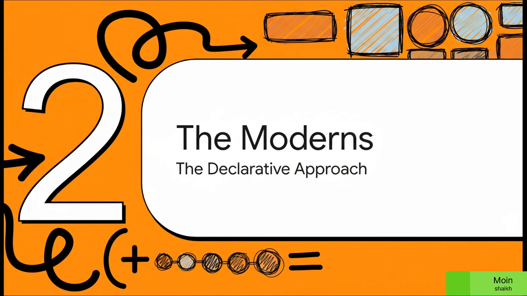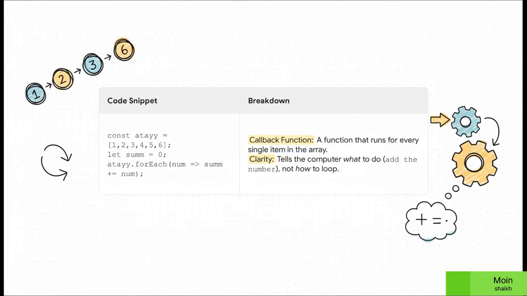All right, so we've seen the manual, imperative ways. Now let's shift gears and look at the more modern, declarative methods. These are usually way more expressive, easier to read, and let us do the same job with a lot less code. Meet forEach. I mean, isn't this just beautiful? You just tell the array, hey, for each item you have, just run this little function. Look at that code. There's no i, no condition to check, no incrementer. We're not telling it how to loop, we're just telling it what to do. Add the number to the sum.